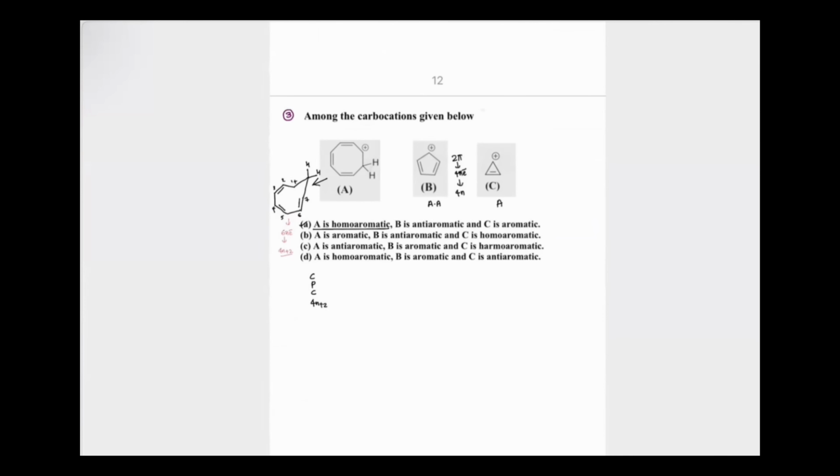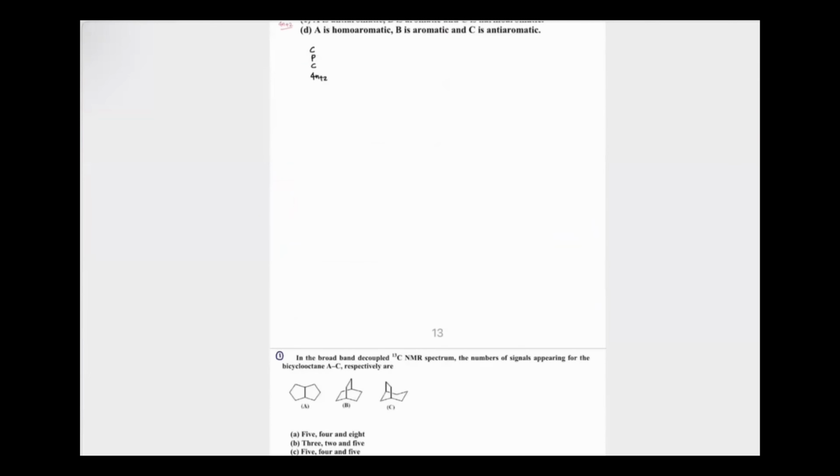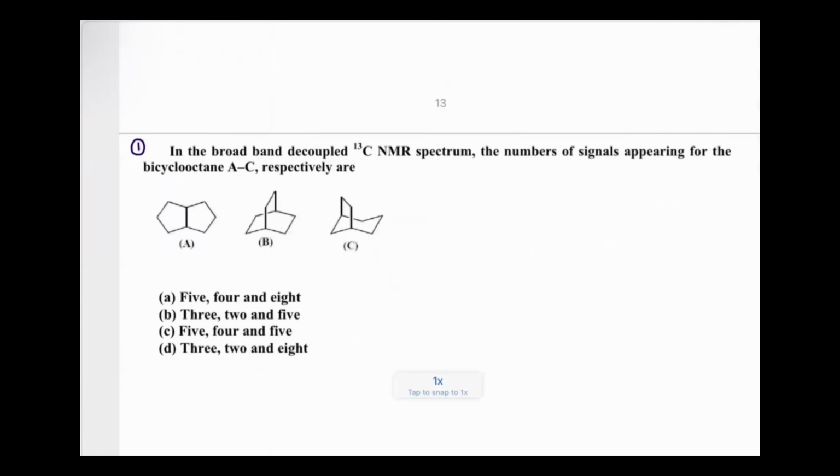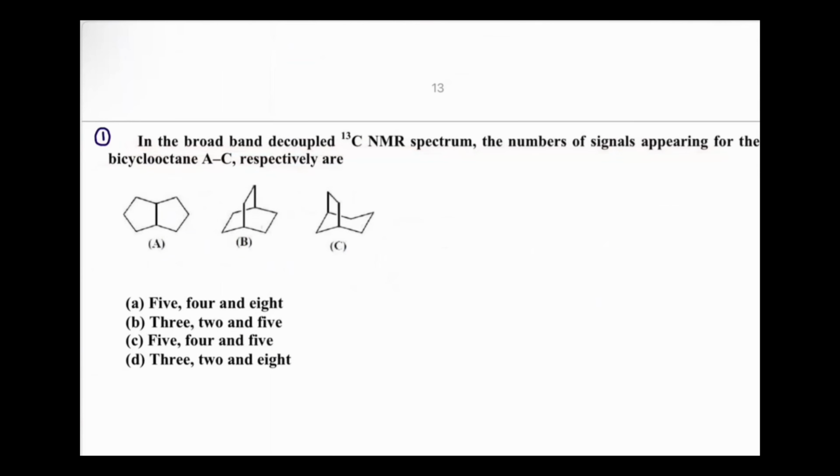Now we discussed 3 questions from the aromatic chapter. Now we'll move to the next chapter, that is organic spectroscopy. Here the first question is, in the broadband decoupled carbon-13 NMR spectrum, the number of signals appearing for the bicyclooctane A to C respectively are. So we have been given 3 compounds and we need to find the number of signals in the carbon-13 NMR spectrum.